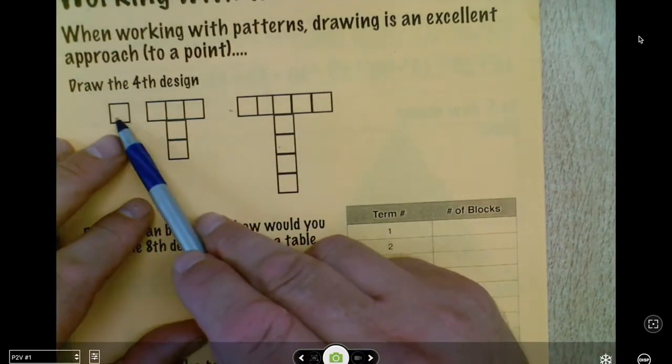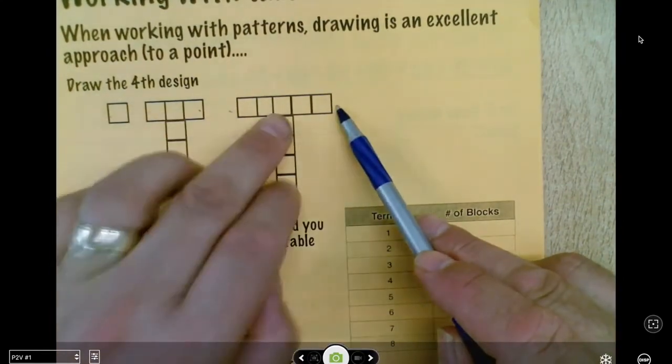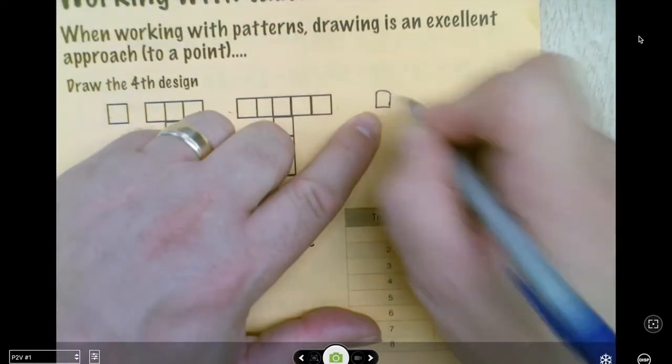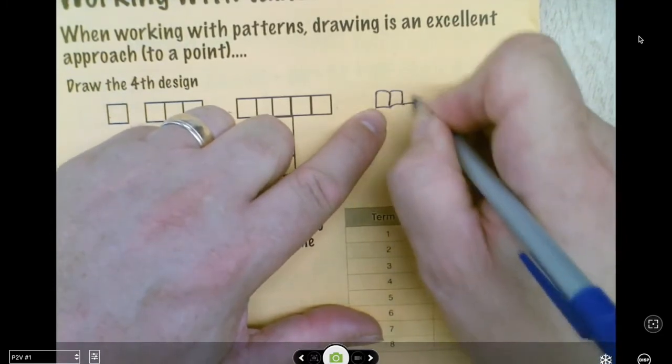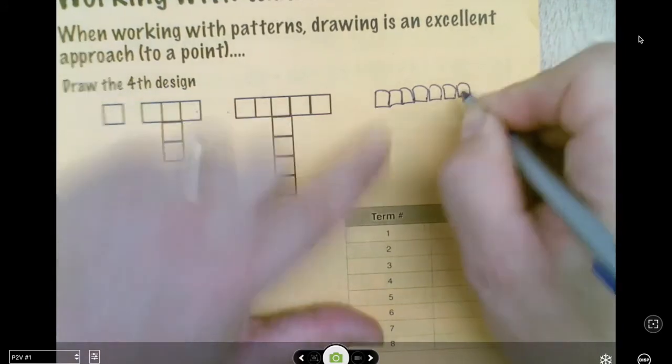First I've got 1 in the top, then I've got 3 in the top, then I've got 5 in the top: 1, 3, 5. I need to have 7 in the top here. 1, 2, 3, 4, 5, 6, 7.